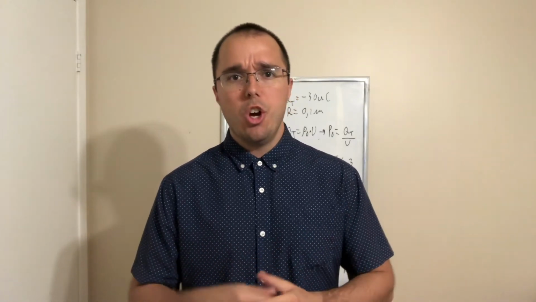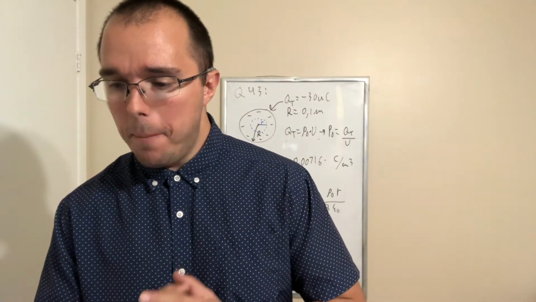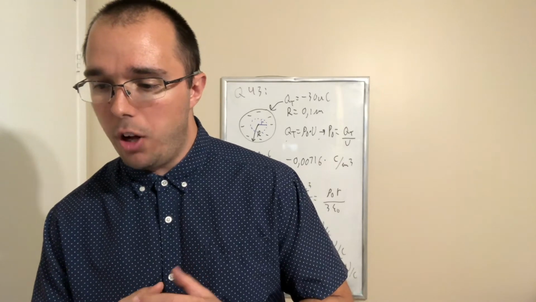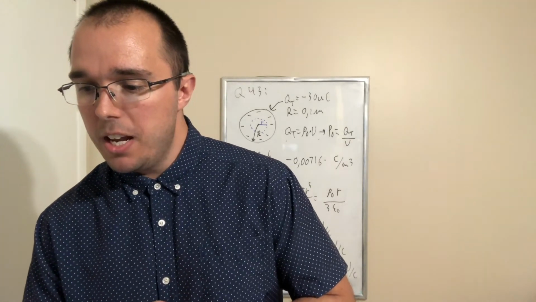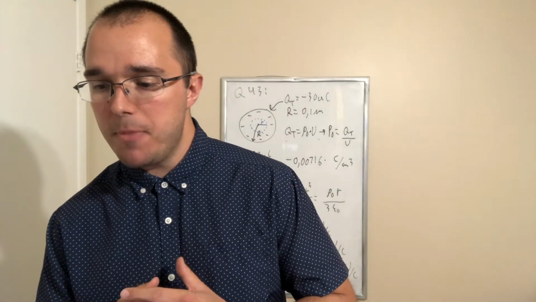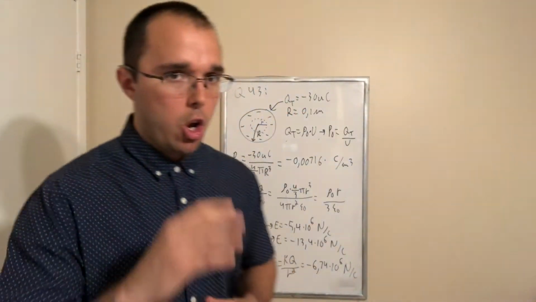Alright, let's solve another example involving spherical symmetry, but this time with numbers. So we will be solving question 43. Let's read the question first. Question 43. A charge of minus 30 microcoulomb is distributed uniformly throughout a spherical volume of radius 10 centimeter. Determine the electric field due to this charge at a distance of A) 2 centimeter, B) 5 centimeter, and C) 20 centimeter. So let's have a look.